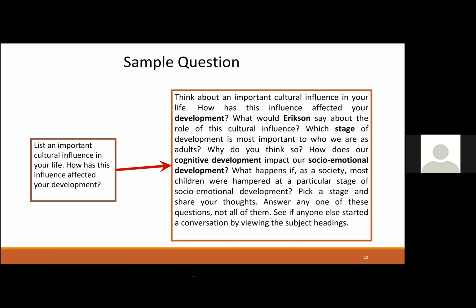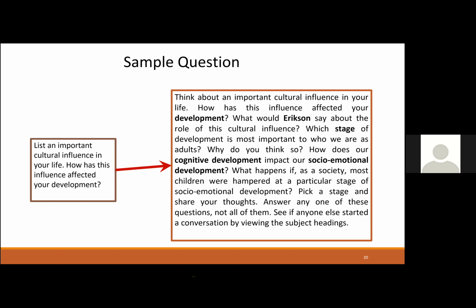And then stages of development, so they have to think about those different stages, and then cognitive and social emotional development, getting them thinking about the relationship between those. It helps them understand the level and depth of response we're looking for. And then the what if question: what happens if, as a society, some children are hampered at a particular stage? I remind them, you don't have to answer all the questions. See if anyone else is having a conversation about what you're interested in, and join in there.